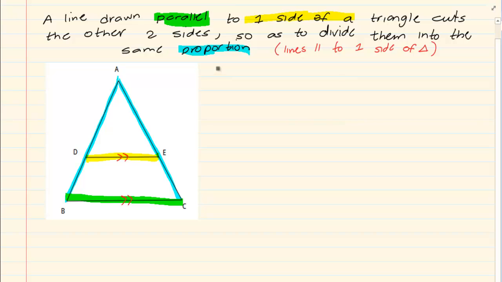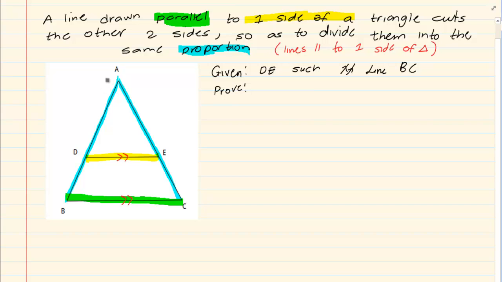So let's discuss what they've given us. They had given us line DE, but such that it is parallel to line BC. That is what they've given us. So, what do we need to prove now? They've given us that it's parallel, but what do they want us to prove?